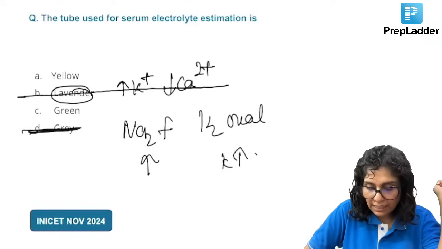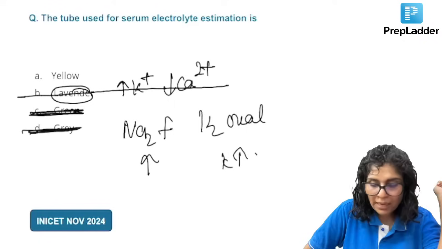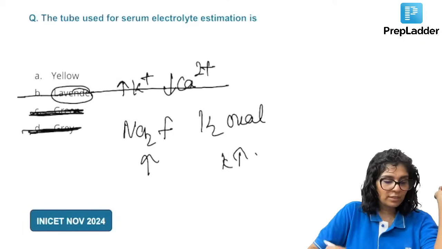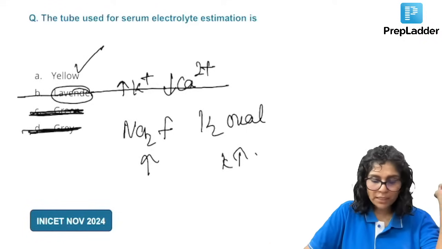Why not green? Green has heparin. It is plasma electrolyte estimation. So what is the right answer, everybody? Yellow.